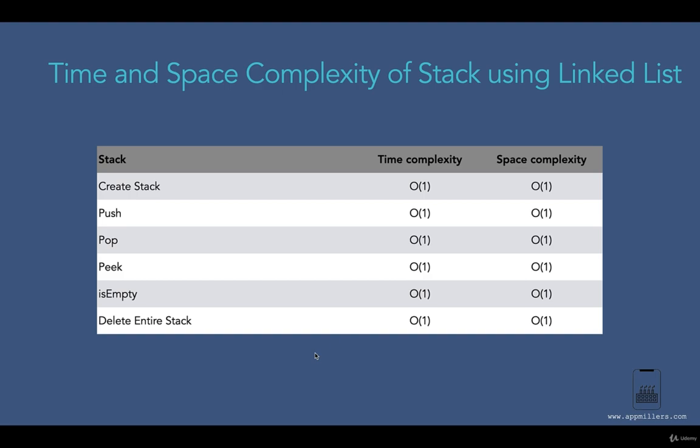Now when it comes to deleting the entire stack, it will take O(1) time complexity because in case of linked list, all we are doing is setting the head reference to null. After this, all nodes in the stack become eligible for garbage collection because these are not referenced by any node, so they are going to be deleted from the memory by the garbage collector. The space complexity obviously is O(1) because an extra space is not required to perform this operation.